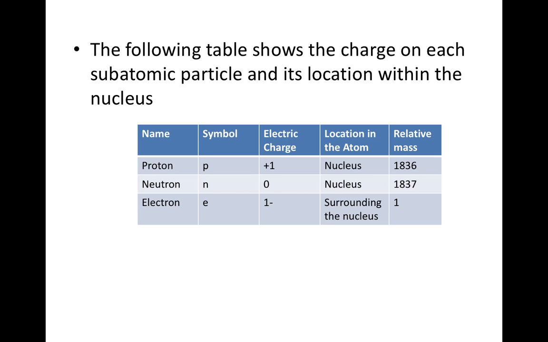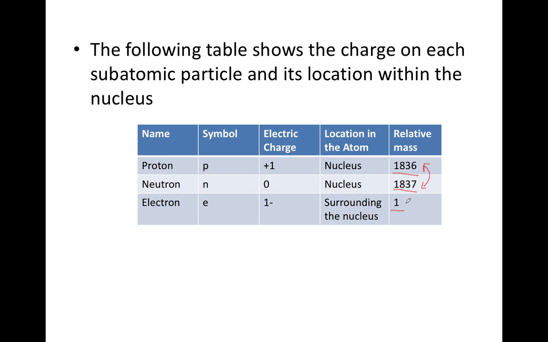So protons have the symbol P, and the charge on a proton is a single positive charge. It's found in the nucleus. The relative mass just explains how heavy the particle is compared to other particles. As you can see, the relative mass of a proton is 1,836 times greater than the mass of an electron. And the mass of a neutron is about the same as the mass of a proton.